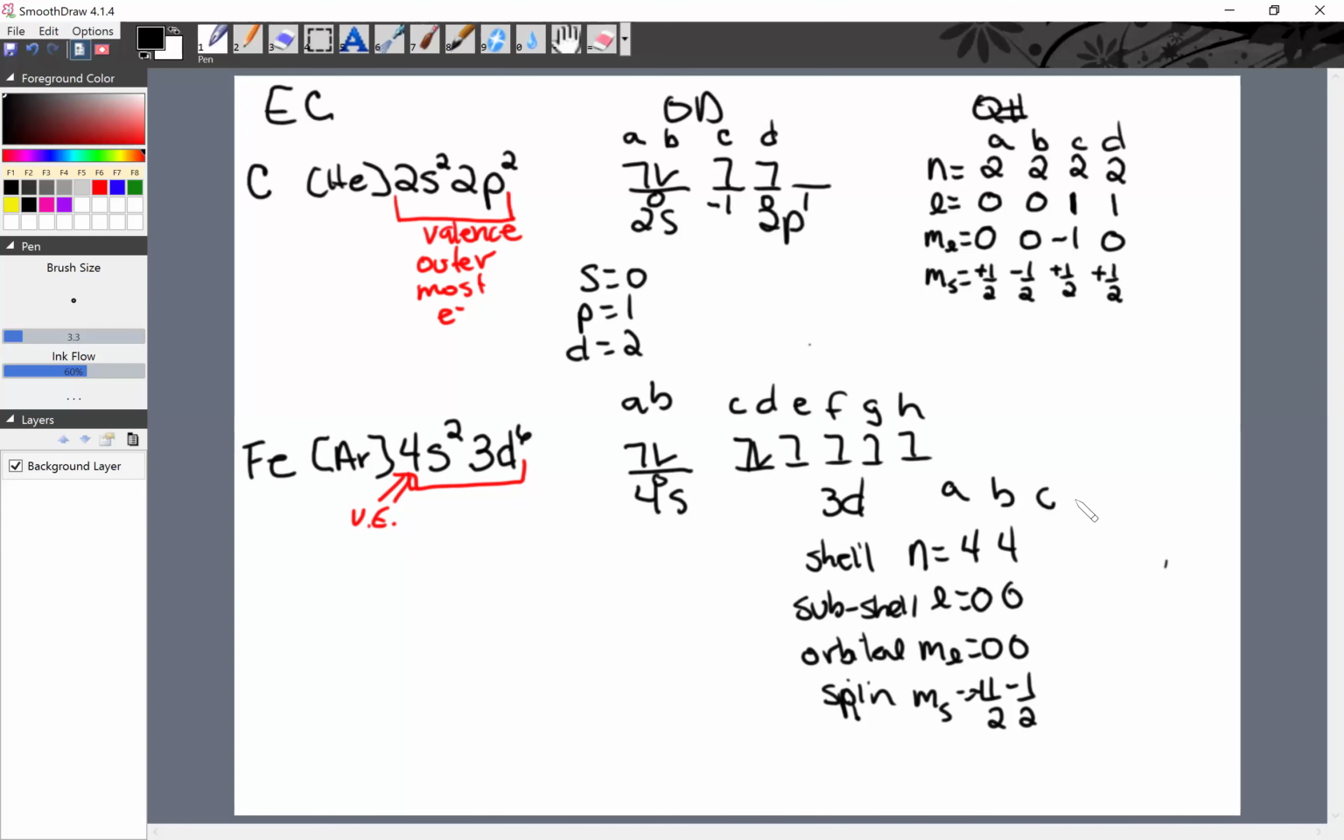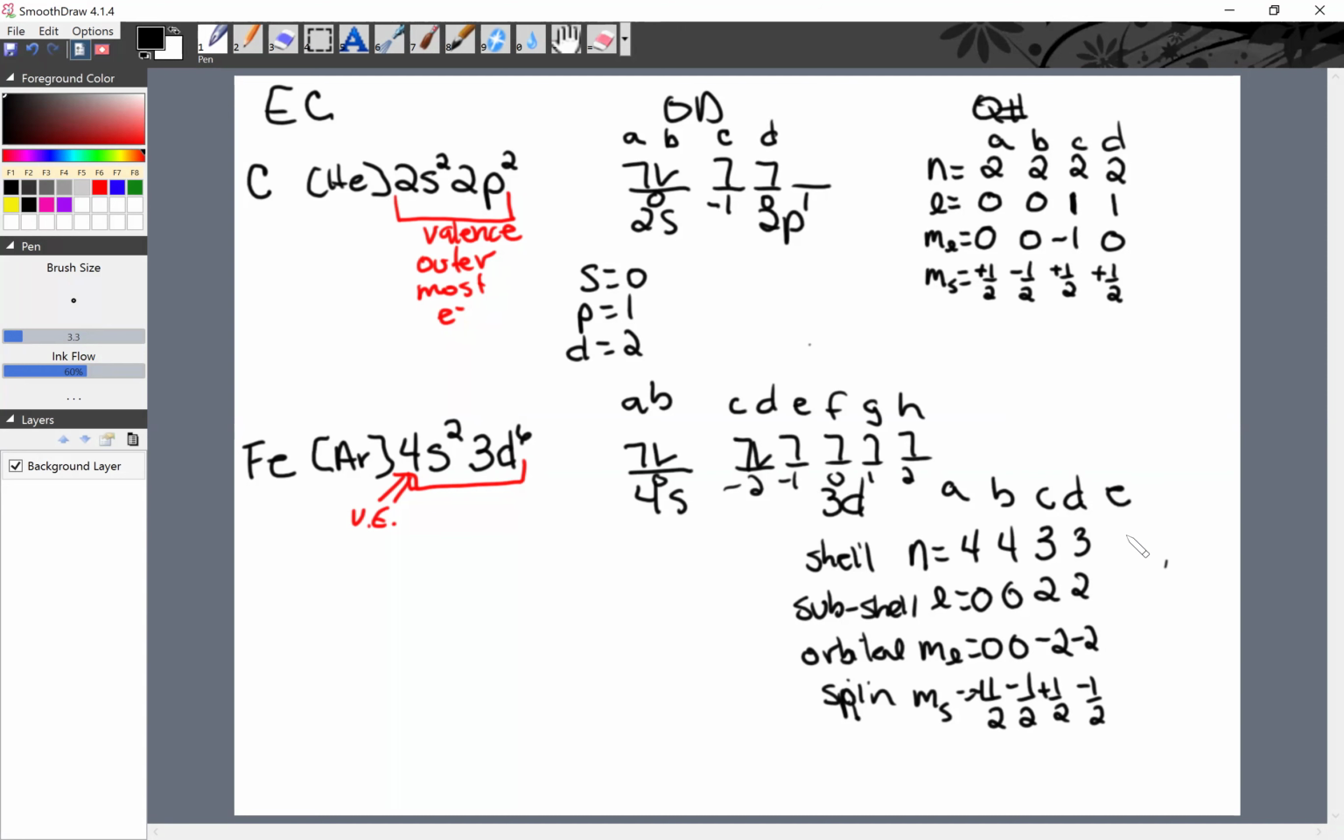C, okay, now this is in row 3. This is a 3d, so it's actually a 3, and my subshell or my shape is d, so that's a 2. Well, which one am I in? You always start from negative to positive. So that is in which orbital? It's in the negative 2 orbital. And which way is it spinning? Up spin. D is going to have the same with a different spin.